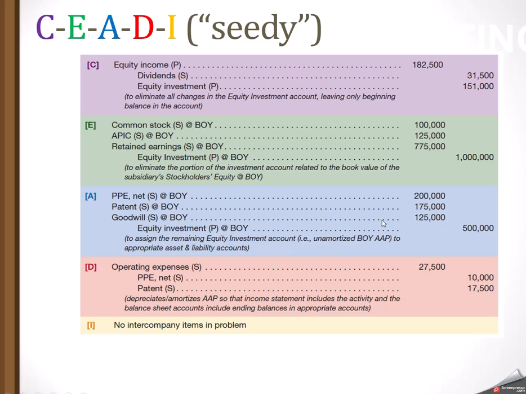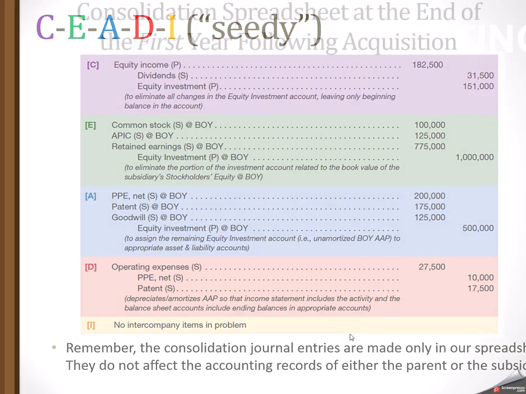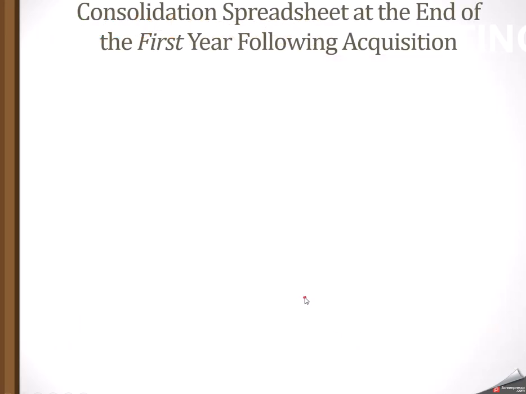to equity investment. The C entry debits our equity income for whatever's on the parent's books, credits dividends for whatever's on the sub's books, and then the net credit goes to our equity investment. And then our operating expenses are going to be a debit to operating expenses and a credit to the accounts that they are associated with. And again, no intercompanies yet. But again, that's a good reference point to go back to and to kind of understand all of those.